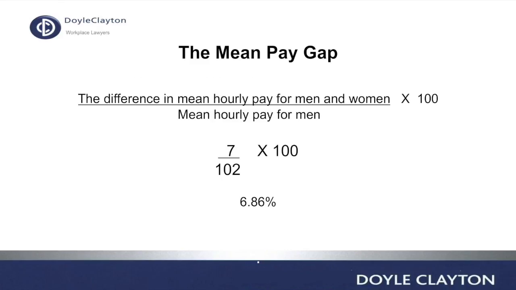To calculate the mean pay gap, you work out the difference between the mean gross hourly pay for men and the mean gross hourly pay for women. In Dayton's case, it is £7. This must be expressed as a percentage of the mean pay received by male employees. So you take the difference, which is £7, you divide it by the mean gross hourly pay for men, which is £102, you then multiply the result by 100 to give a percentage. In Dayton's case, the percentage mean pay gap is 6.86%. Dayton's now needs to work out the median pay. Verity, how does it do that?